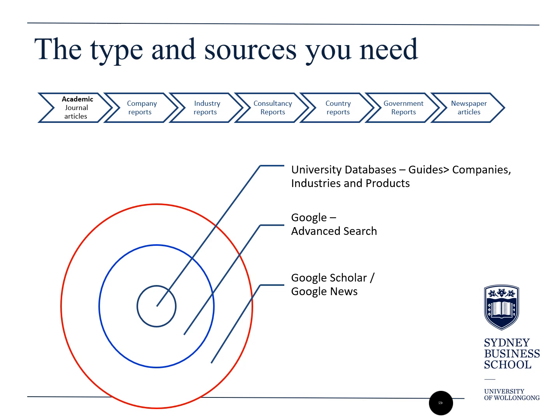Now where we're going to find this information: university databases, companies, industries and products. We would be going into databases like ProQuest Central, Business Source Complete and Scopus. We're going to be doing advanced Google search to find industry and consultancy reports, and we're going to be looking at Google and Google Scholar and Google News to find additional resources as well.